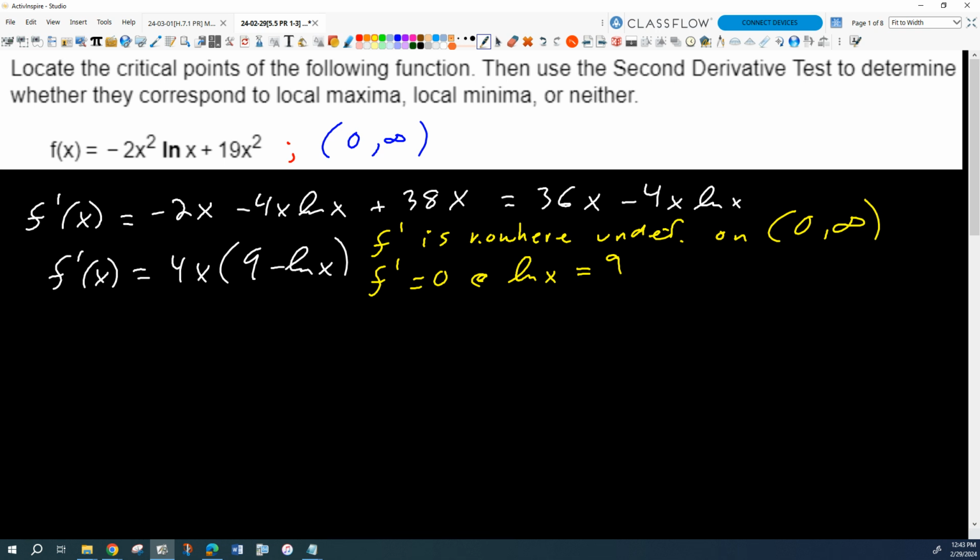If we solve that, what does x equal? If I exponentiate both sides, base e, what do I get? x equals e to the 9th. That's a big number. Okay, so we get one critical number. It's some great big value, pushing 10,000-ish, like 8,000 something maybe. So it's a big number.